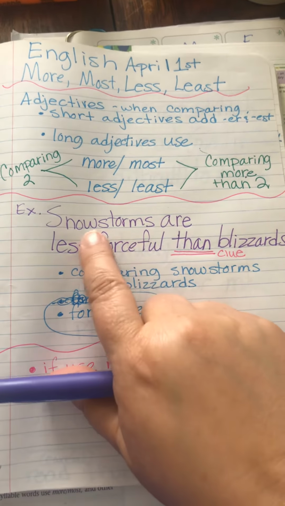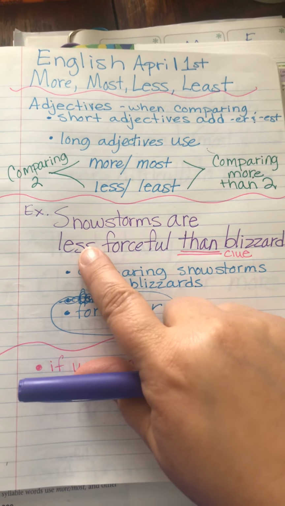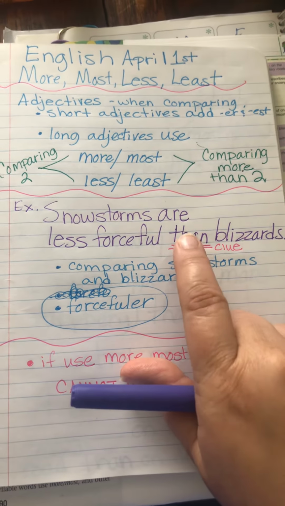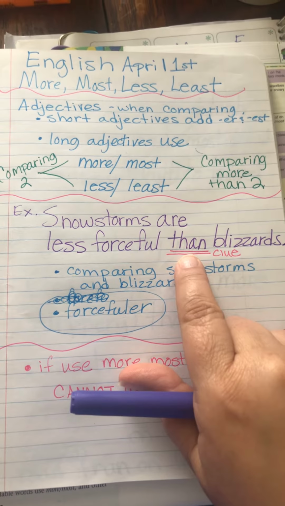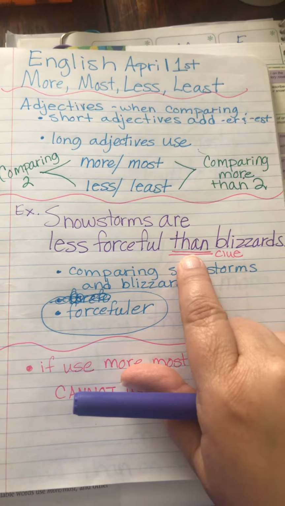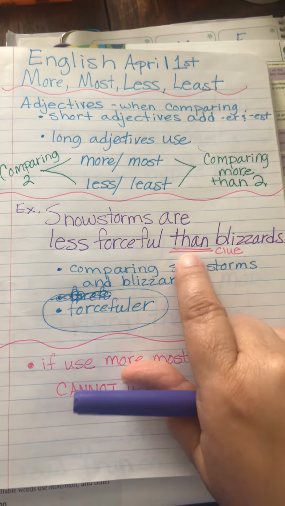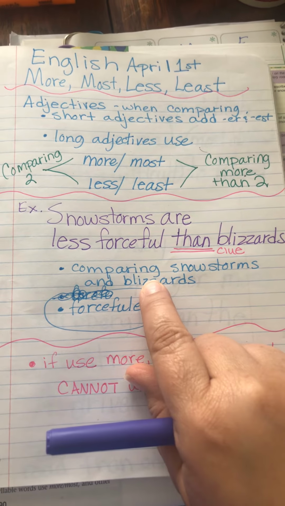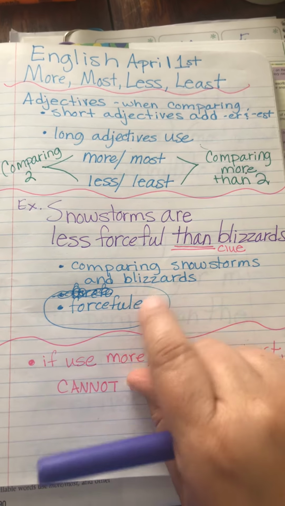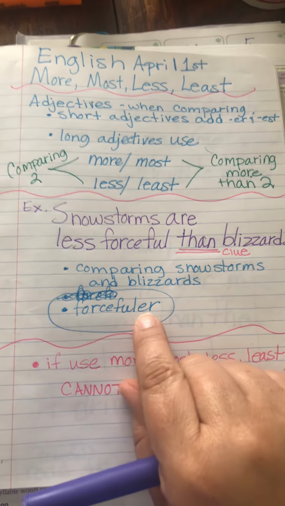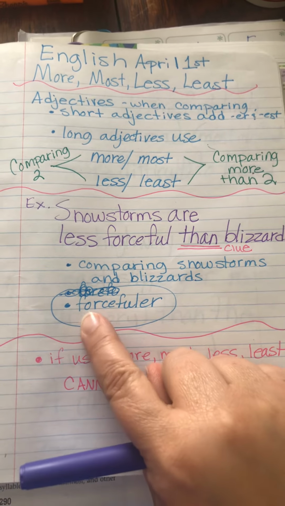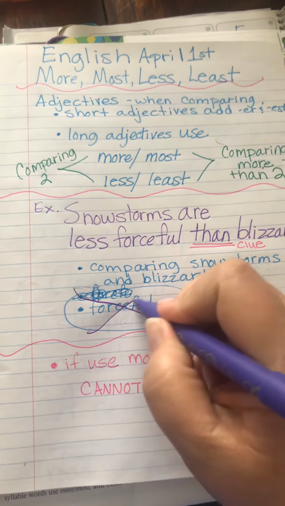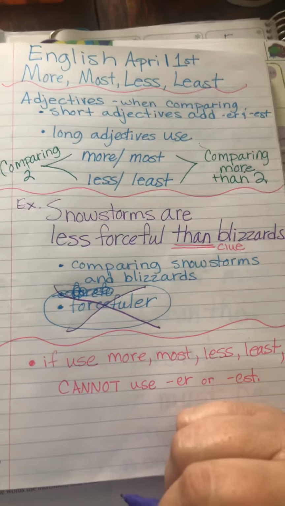For example, snowstorms are less forceful than blizzards. Than is a clue word that lets you know that you're comparing something. And in this sentence, you are comparing a snowstorm and a blizzard. If we followed the rules we learned yesterday, we would have tried to add ER to forceful and make it forcefuler. Well, that is not a word, so we can't do that.